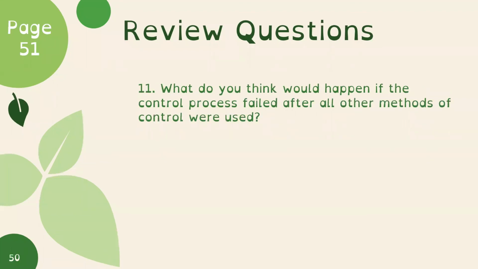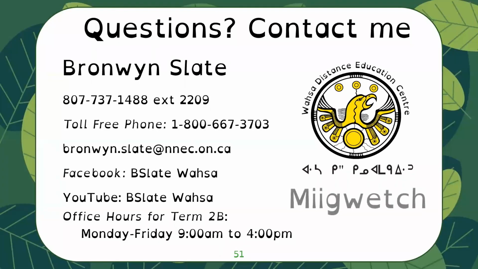And then last, what do you think would happen if the control process failed after all methods of control were used? So then I just feel like the invasive species would take over until we came up with another solution. I think that scientists would continue to test and continue to try things out and to problem solve, but it would be in a bit of a holding pattern of invasive species taking over until we could figure out something new that might control them.